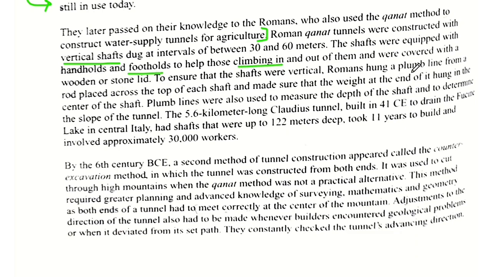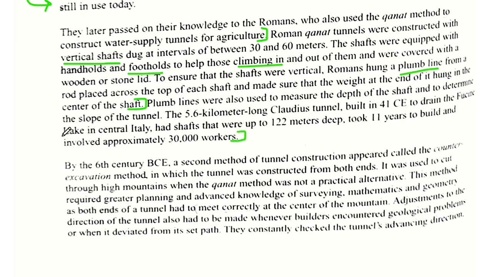Romans hung a plumb line from a rod placed across the top of each shaft and made sure that the weight at the end of it hung in the center of the shaft. Plumb lines were also used to measure the depth of the shaft and to determine the slope of the tunnel. The 5.6 kilometer long Claudius tunnel, built in 51 CE to drain the Fucine Lake in central Italy, had shafts that were up to 122 meters deep. It took 11 years to build and involved approximately 30,000 workers.